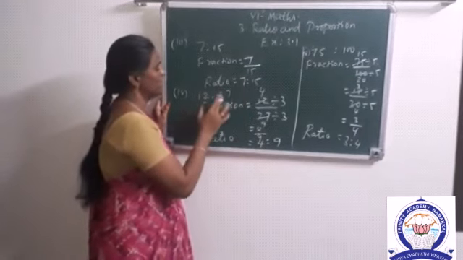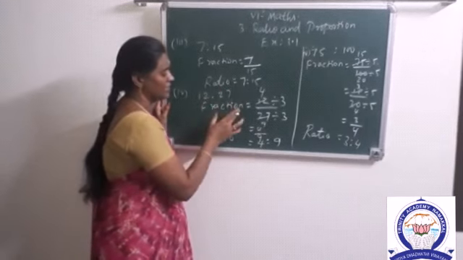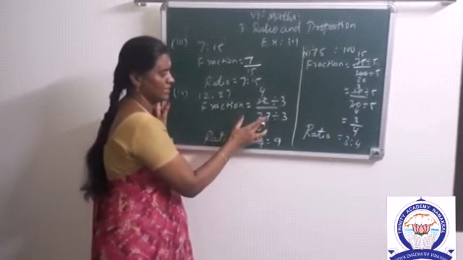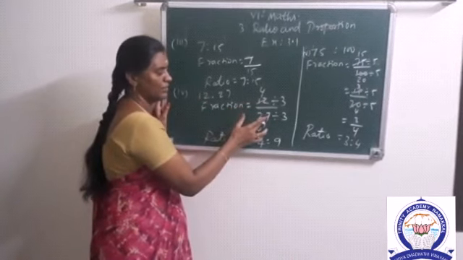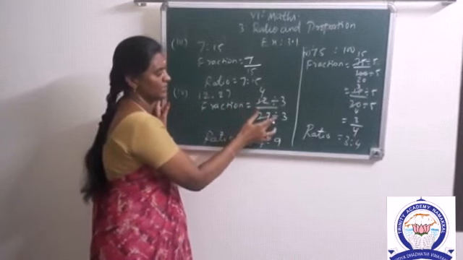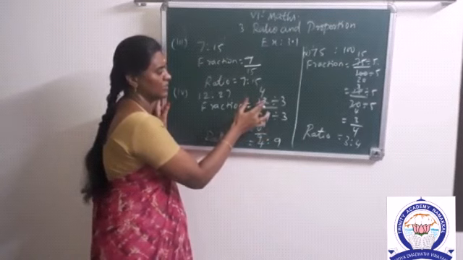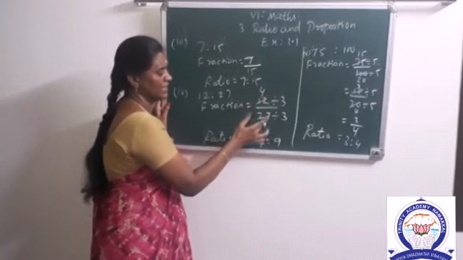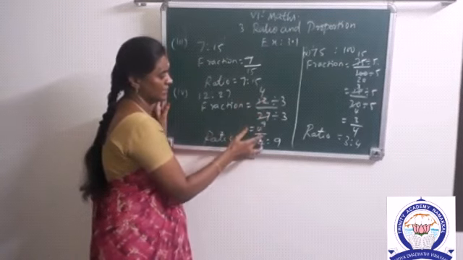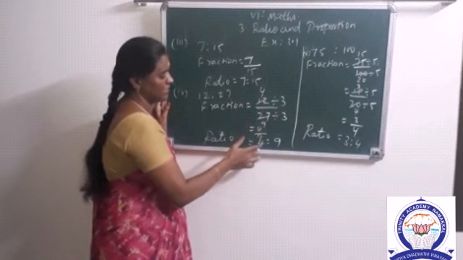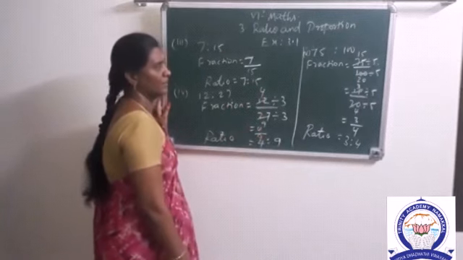Next one is 12:27. What is the fraction? 12 by 27. Both have the common factor 3. So we divide by 3. How many times? 4 3s are 12. Then 9 3s are 27. This one we can write 4 by 9. Again we write in the ratio form 4:9.